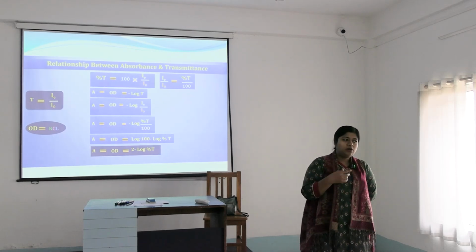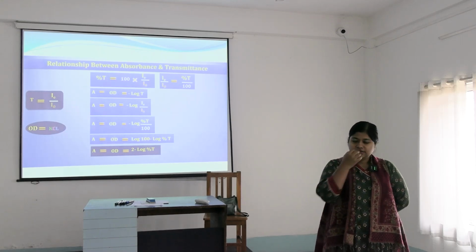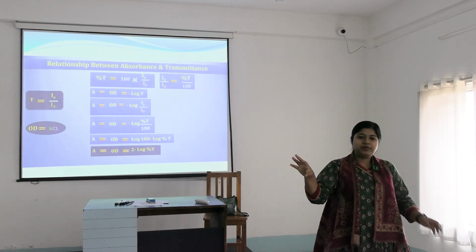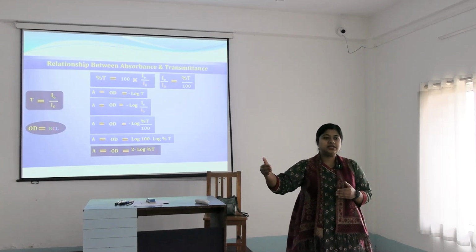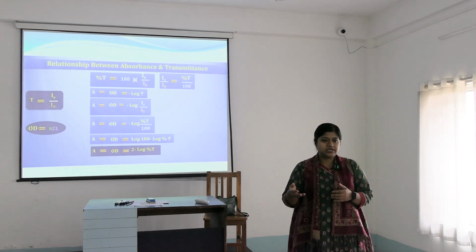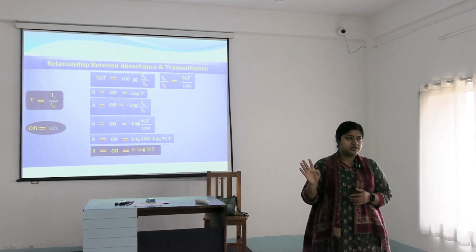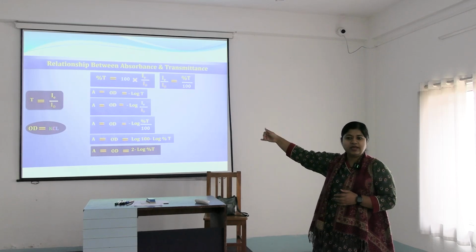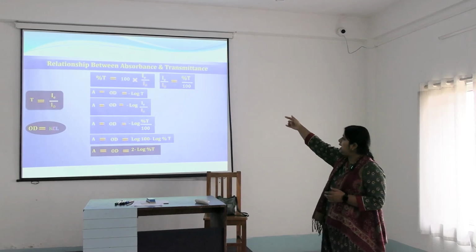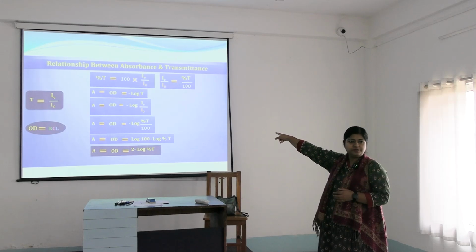But we always write transmittance in percentage. Okay, meaning we pass a light and we say how much percentage is emitted. So it is written like this, 100%. Percentage transmission is 100 into IE by I0. So from that we can say IE by I0 is percentage transmission by 100.